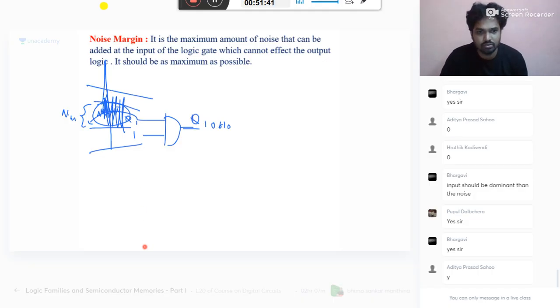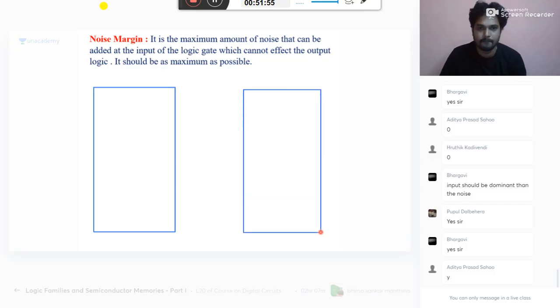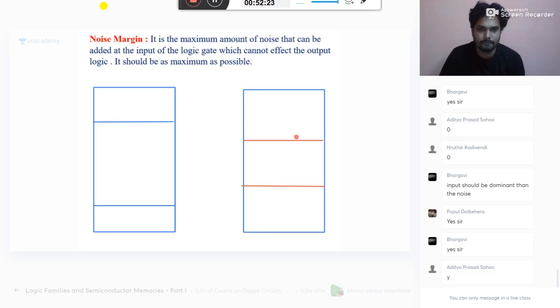Okay. So now let me explain with the help of a figure how to calculate the noise margin of a logic family. Okay, so now listen here.